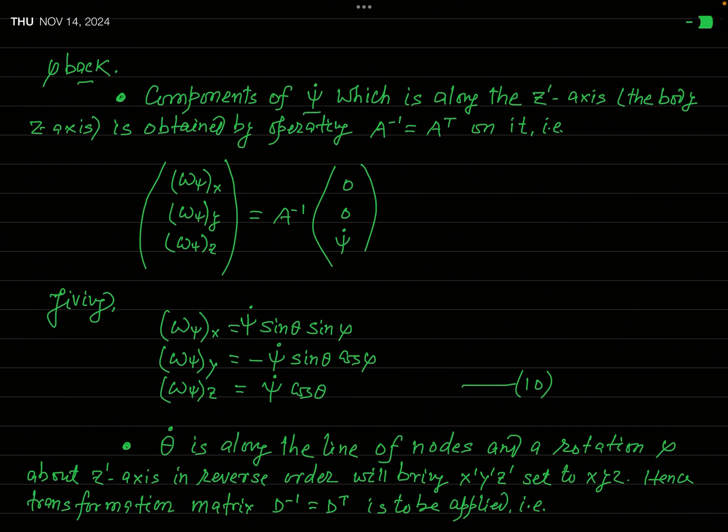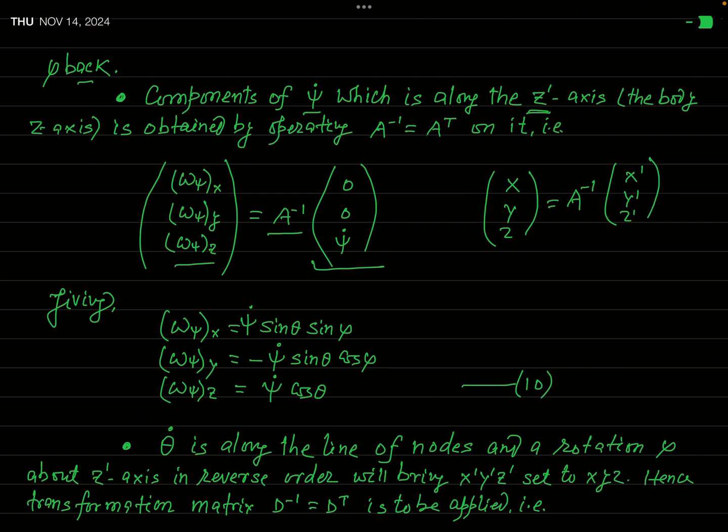You have seen that psi dot is along the z dashed axis. Already you have seen. This is z dashed axis, meaning the body z axis. And if your aim is to find the component of this psi dot along the space x, y and z axes, that will be represented by the column matrix omega psi x, omega psi y and omega psi z. And how will it be found? When you operate the inverse of the total transformation matrix, A inverse, on the column matrix 0, 0, psi dot, because this psi dot is along the z dashed axis. So here our problem is like this: x, y, z can be found by A inverse operated on x prime, y prime, z prime.